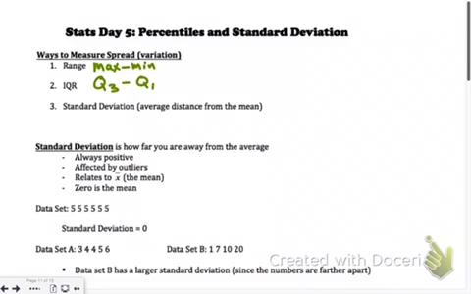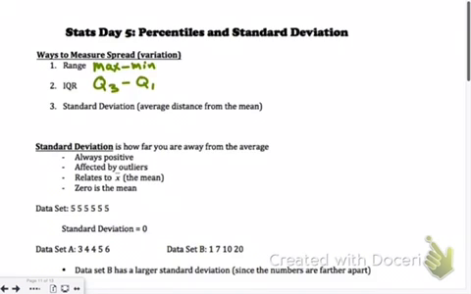how to calculate that. But a few things about the standard deviation. It's how far away you are from the average. Because we're talking about a distance from the average, that means it's always positive. Since we're looking at the mean, it is affected by outliers. So if you had a value that's much larger or much smaller than the majority of the data, it will affect the standard deviation. It relates to X bar.